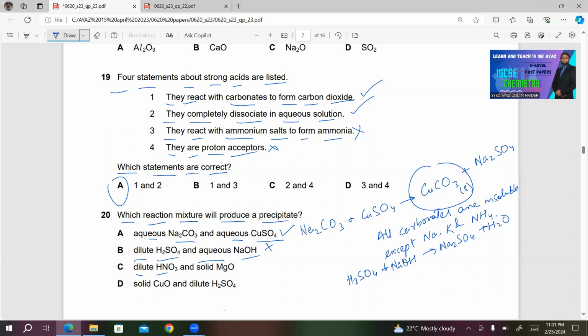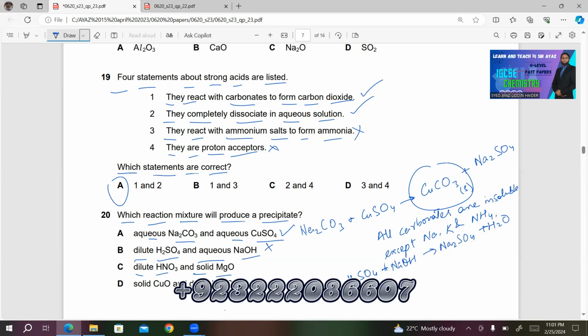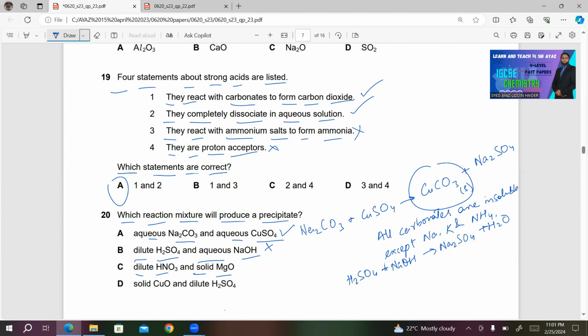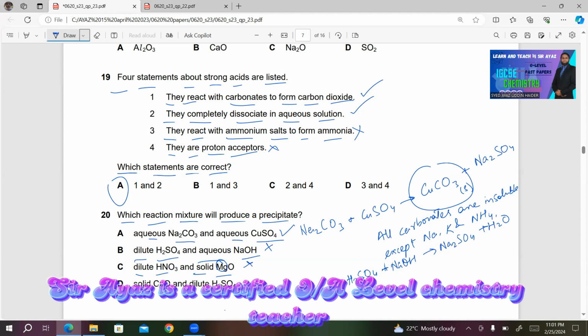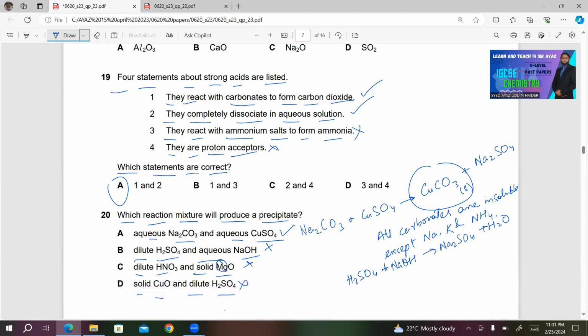C, dilute HNO3 and solid MgO. This reaction needs concentrated nitric acid. Otherwise, even if this reaction happens, we will get the soluble nitrate of magnesium. So this is also incorrect. What about D? Solid CuO and dilute H2SO4. This is not possible. The reason is that solid CuO reacts with either concentrated H2SO4 or warm H2SO4. So choice A will be the right answer in this case.